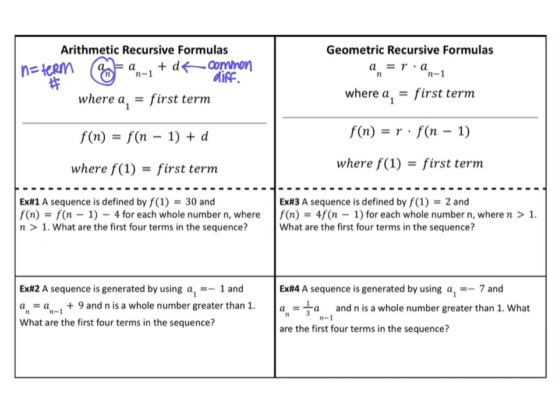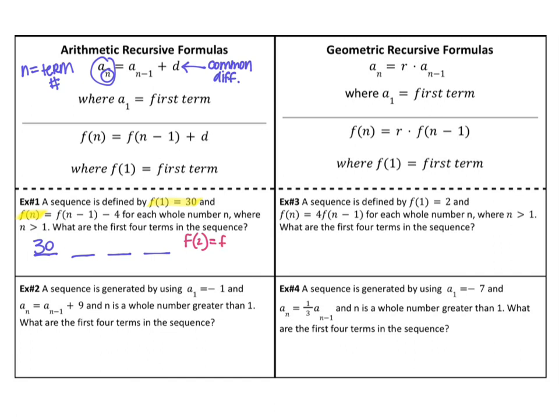Example 1, a sequence is defined by f of 1 is 30, and f of n equals f of n minus 1 minus 4 for each whole number n where n is greater than 1. What are the first 4 terms in the sequence? So I can write 1, 2, 3, 4. That's the numbers I need to get. I know 30 is the first one because it told me. That's what f of 1 equaling 30 means.